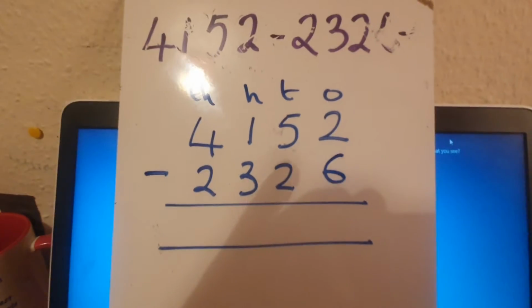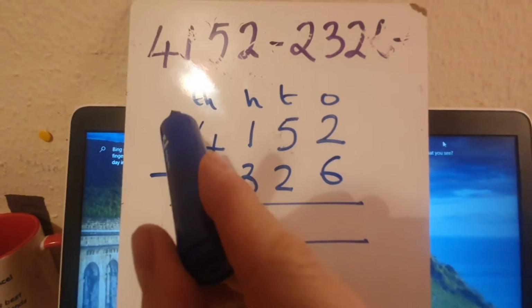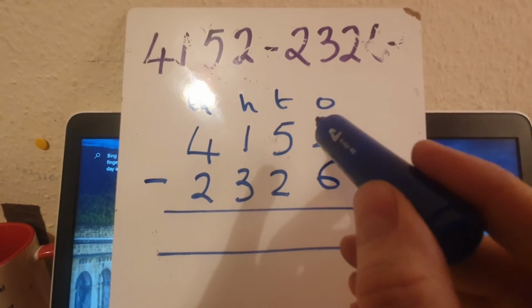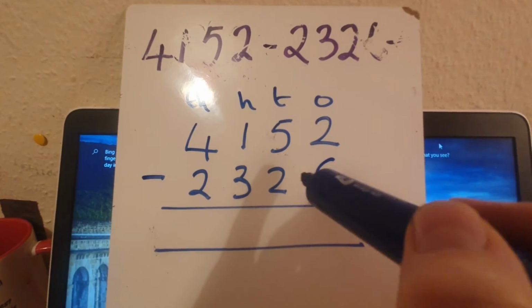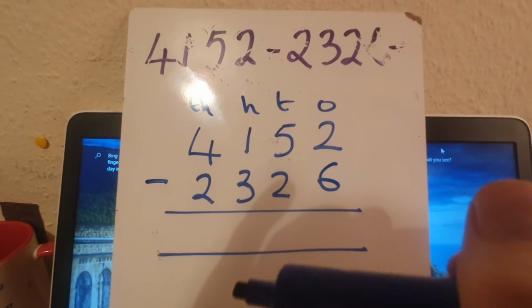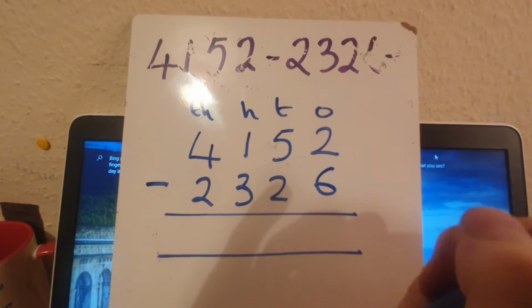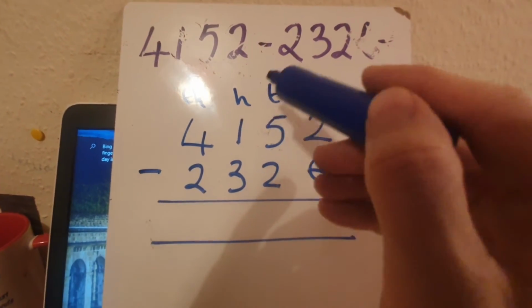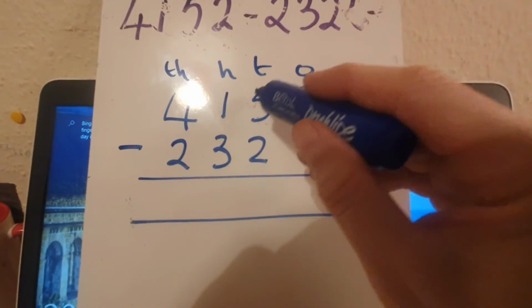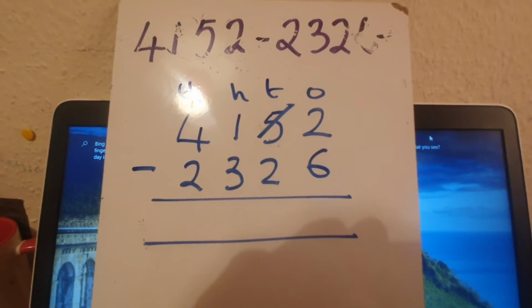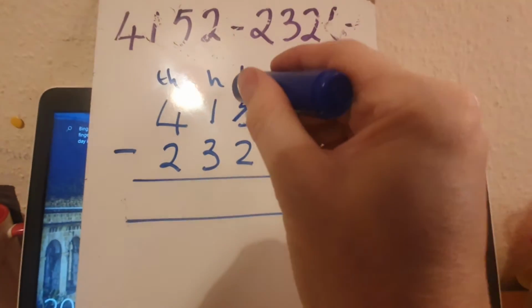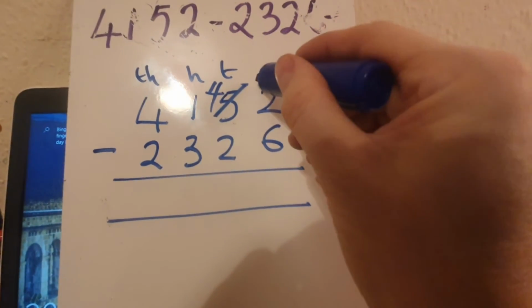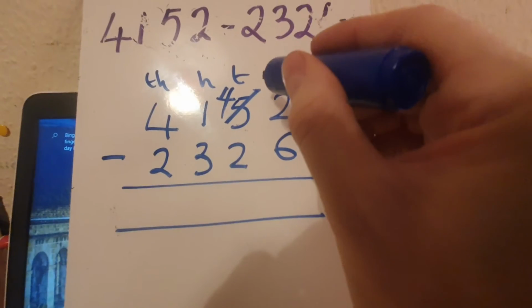Okay, so there we are, standard column subtraction. I've put my place values on. They're my ones. I've got 2 ones, take away 6. Can I take 6 away from 2? No. So what do we do? We have to now go into our tens column, don't we? And we need to take a 10 off. So instead of 5 tens, it will now become 4 tens. And that 10 we're going to add over here.